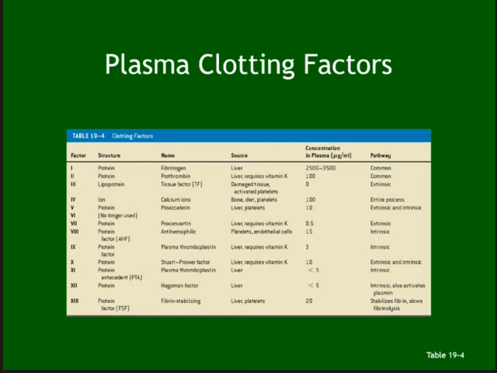So these are the factors: fibrinogen, prothrombin, tissue factor, calcium, proaccelerin. A lot of factors, but the most important of those to remember are the first four. Calcium is needed. Fibrinogen is needed. Prothrombin is needed. You have to have those. The rest, yeah, take a look at it, but these are the most important ones. And most of them, as you see, will come from the liver. Tissue factor will come from the tissues.